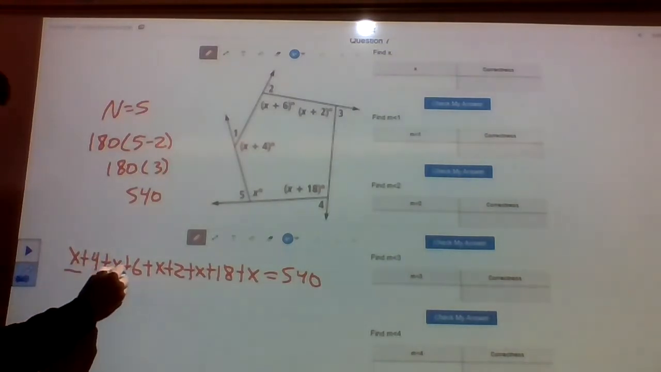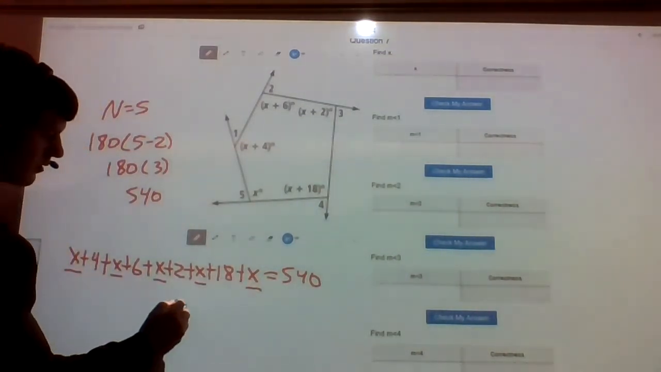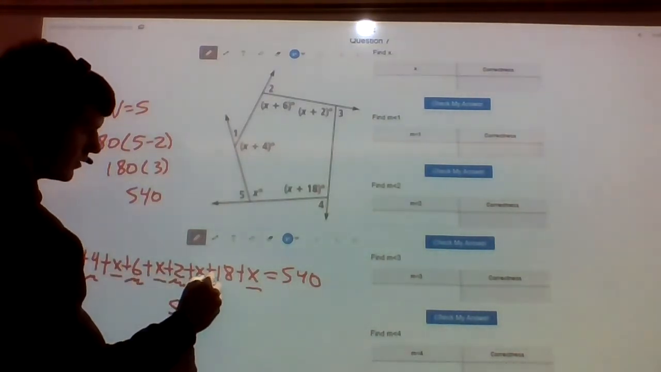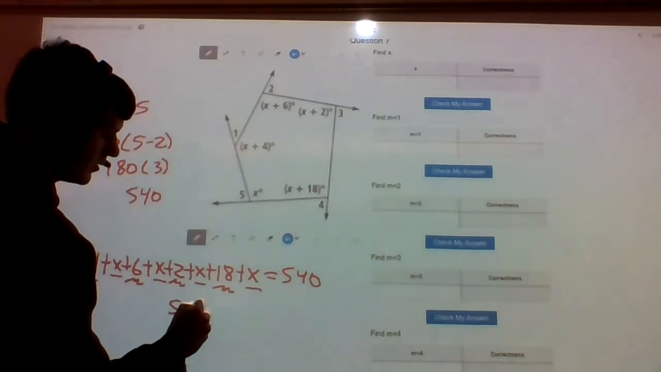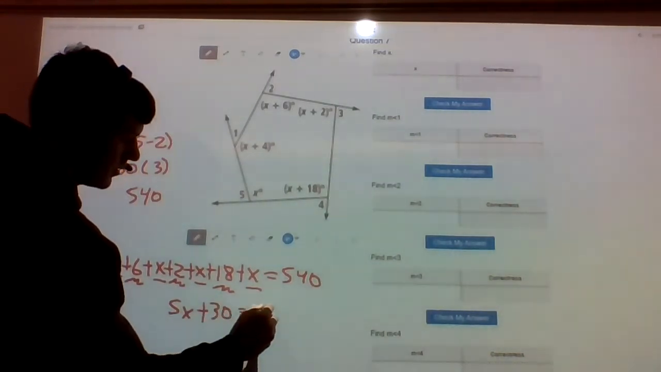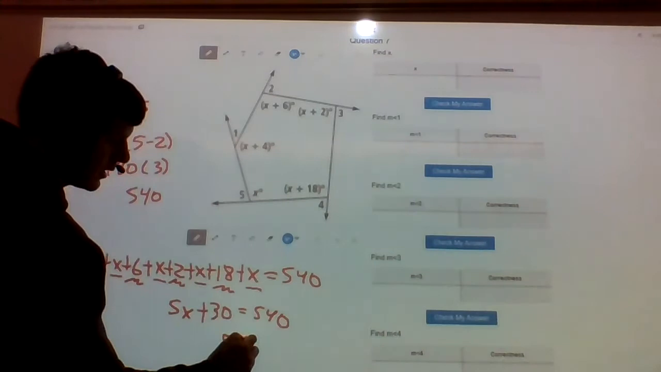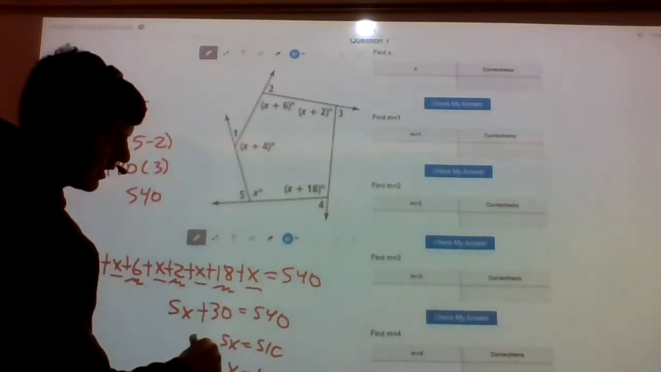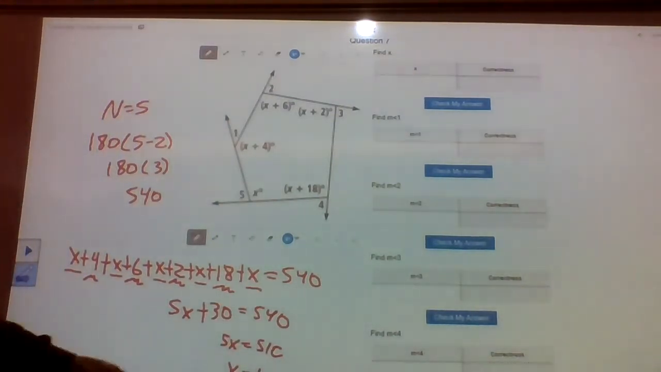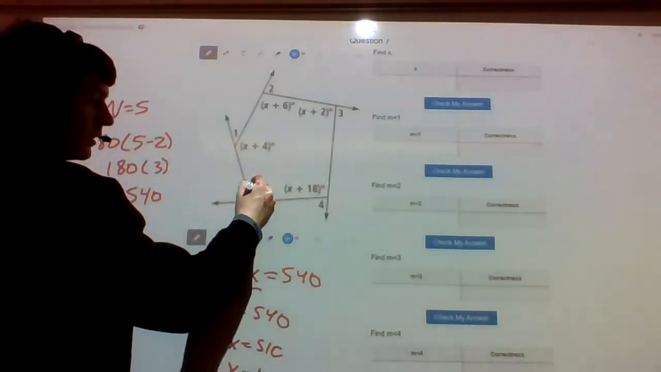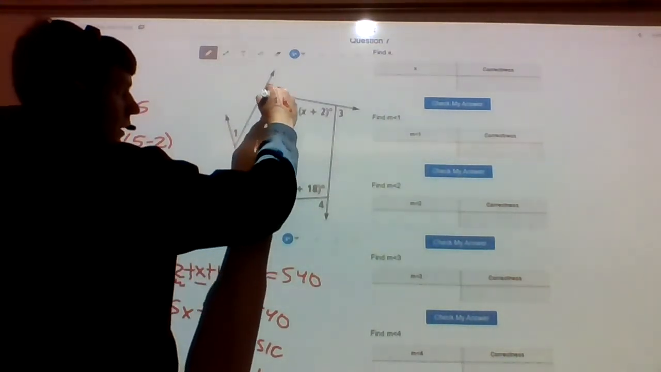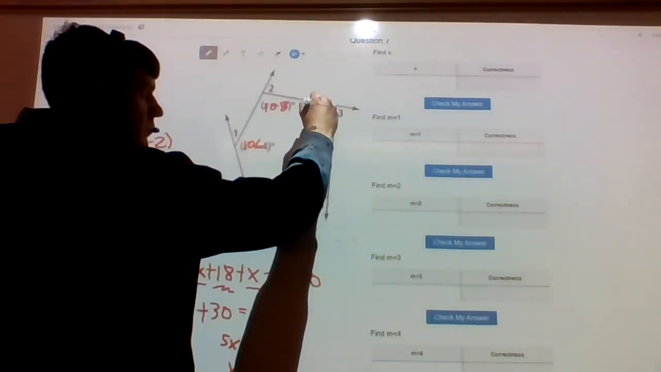Okay, that's going to be 5x. There's 5 x's here. Then we have 4 and 6 is 10, 12, 30. Subtract 30 from both sides, you get 510. X is going to equal 102. 5 goes into 500 100 times, and it goes into 10 twice, so that's 102. Then you can substitute that back in and find all the interior angles. So 102, 106, 108, 104, 120.